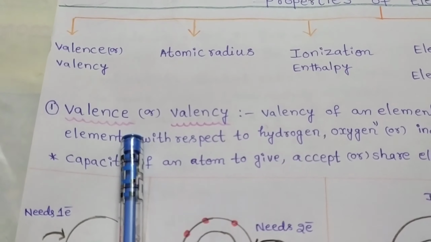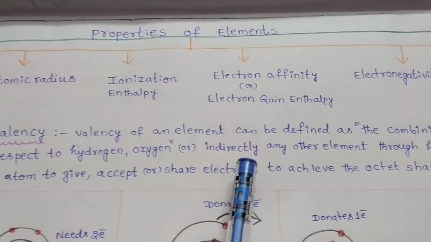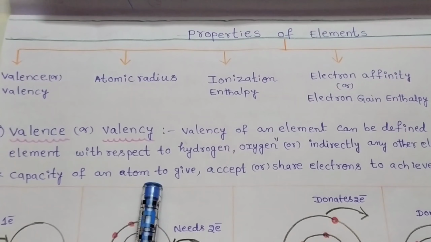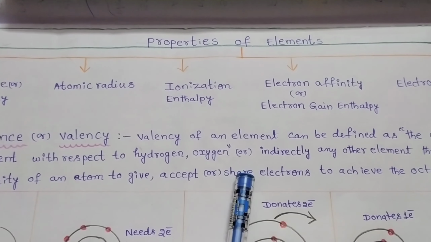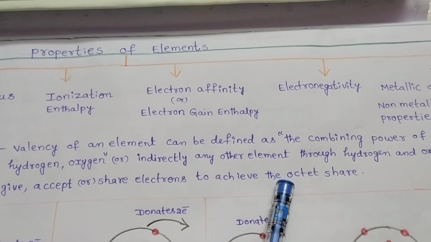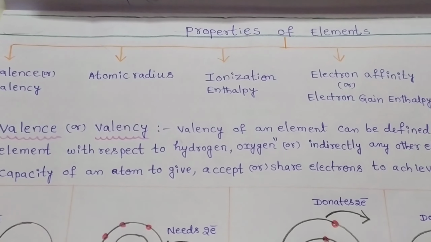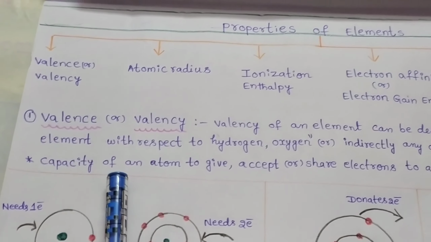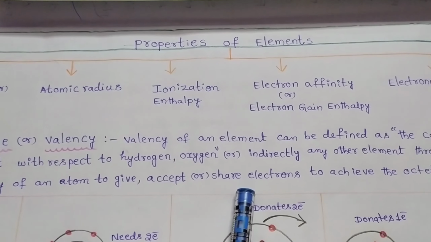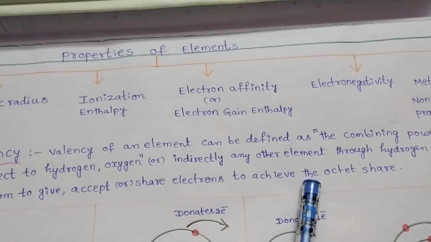First, valence or valency. Valency of an element can be defined as the combining power of an element with respect to hydrogen or oxygen, or indirectly any other element through hydrogen and oxygen. It can also be defined as the capacity of an atom to give, accept or share electrons to achieve the octet. It is very important.